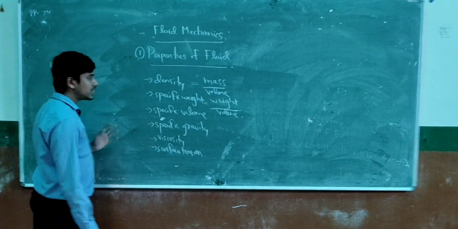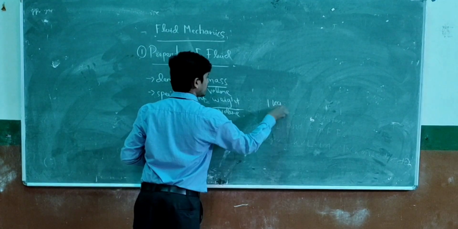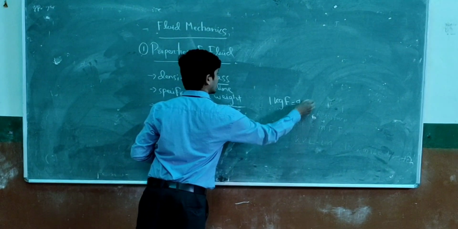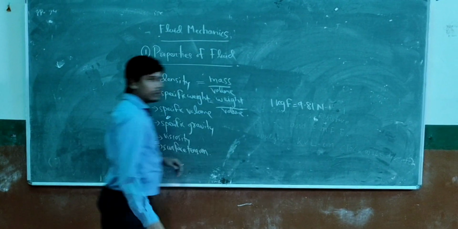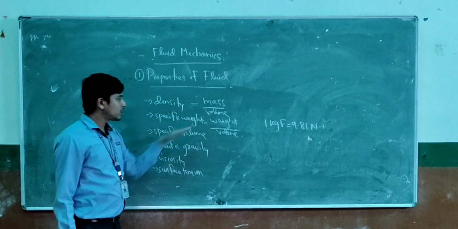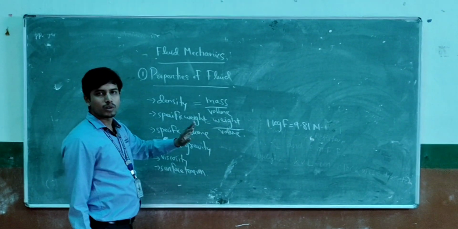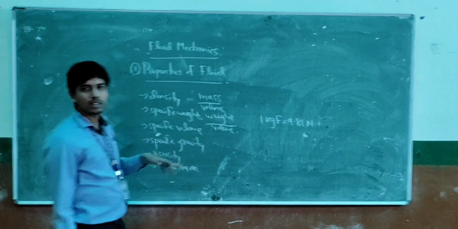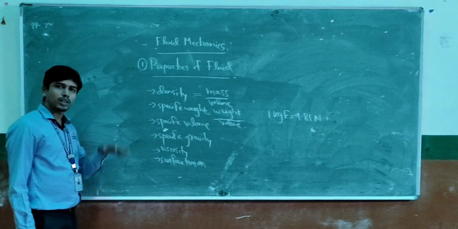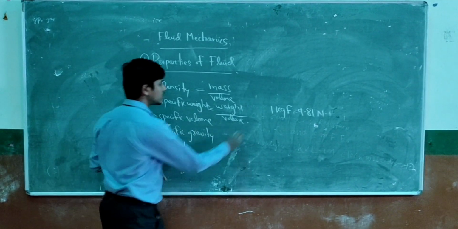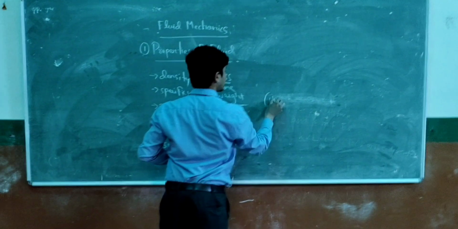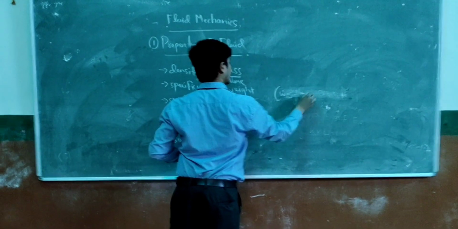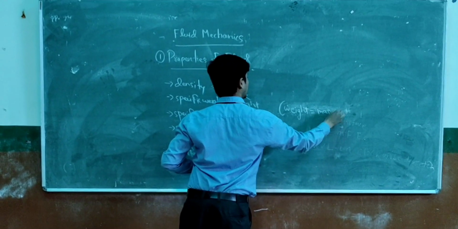So kgf is equal to 9.81 Newton. Okay. So when we say density is equal to mass by volume and specific weight is equal to weight by volume, we should clearly understand the difference between mass and weight. Mass is the quantity of matter stored in the body, weight is the force experienced due to gravitational acceleration. So weight is equal to mass multiplied by acceleration due to gravity.